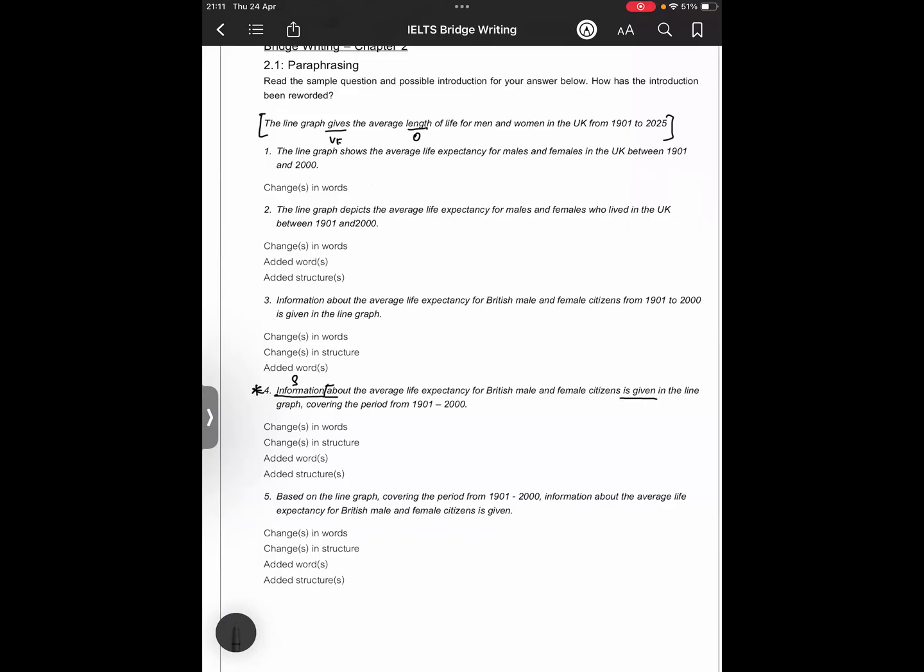All right, so from here to here, that is the complement. So: information about blah, blah, blah is given in the line graph, covering the period from 1901 to 2000. Okay, we good?